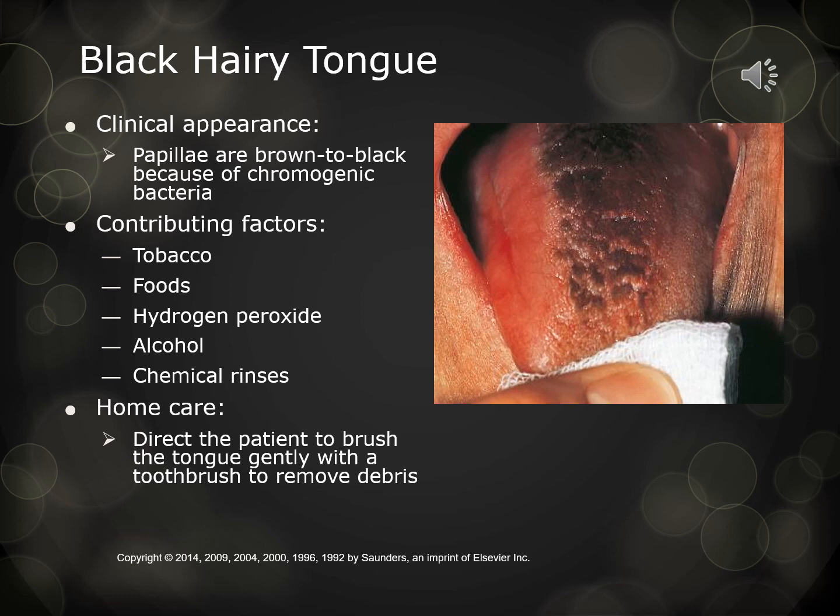Lastly, we have the black hairy tongue. Its clinical appearance, the papillae are brown to black because of a chromogenic bacteria. The chromogenic is what gives it the color. Contributing factors can be from tobacco, foods, hydrogen peroxide, alcohol, chemical rinses, and again, there's no problem with them.